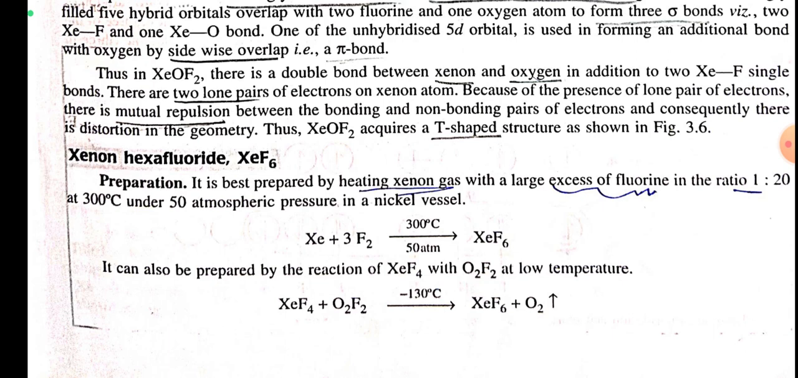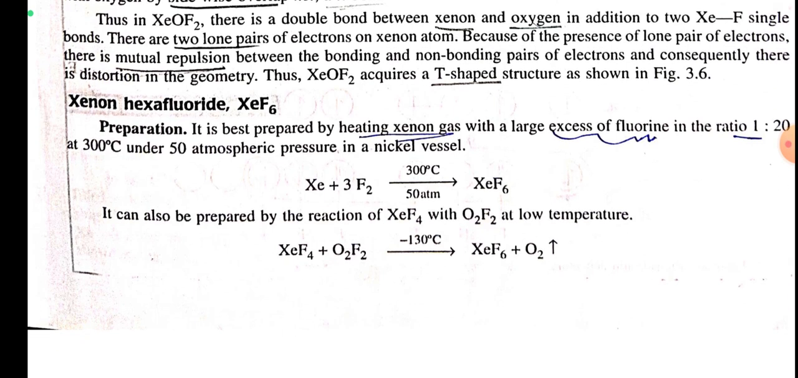Because of the presence of lone pairs of electrons, there is a mutual repulsion between the bonding and non-bonding pairs of electrons, and consequently there is a distortion in the geometry. Thus, xenon oxydifluoride acquires a T-shaped structure.